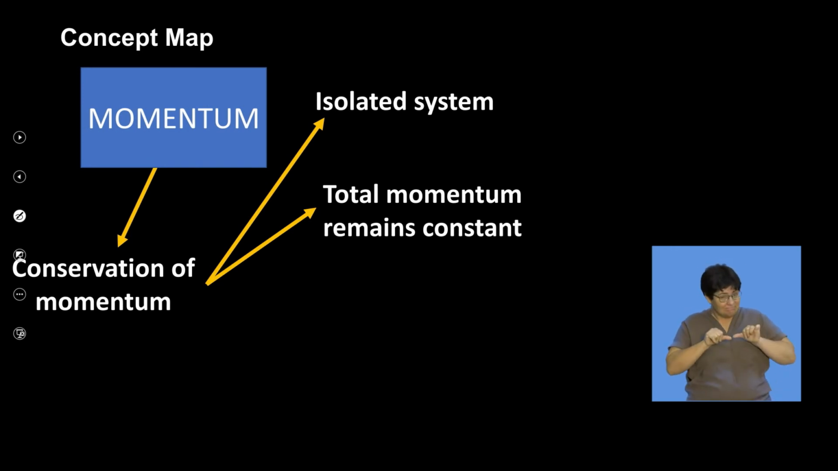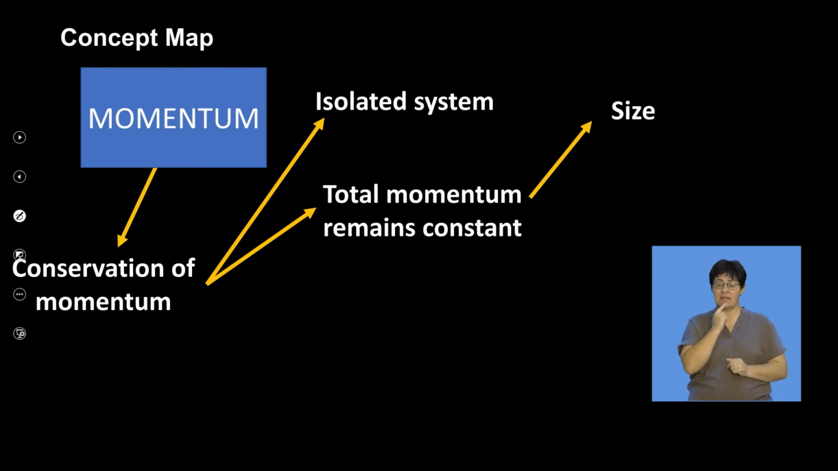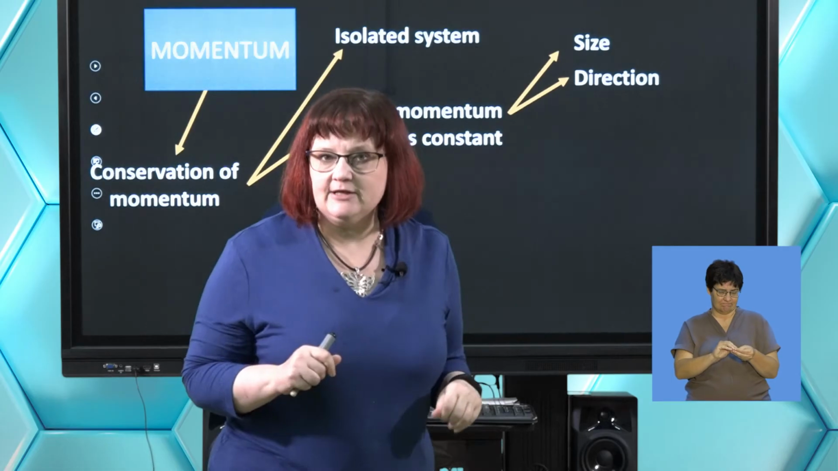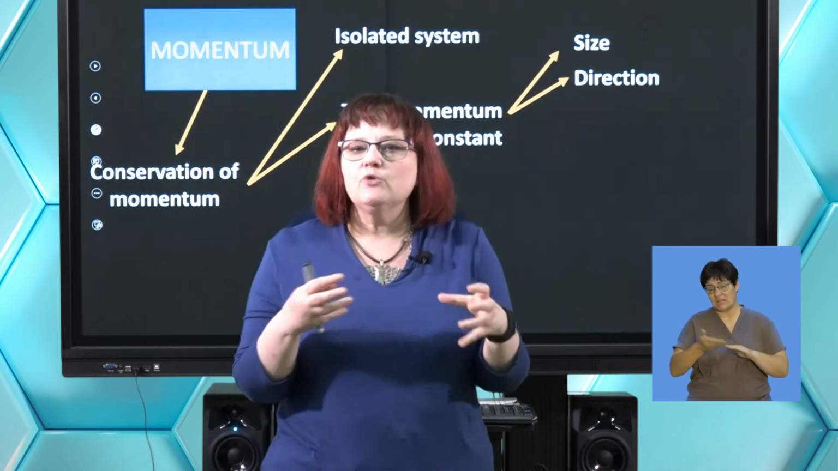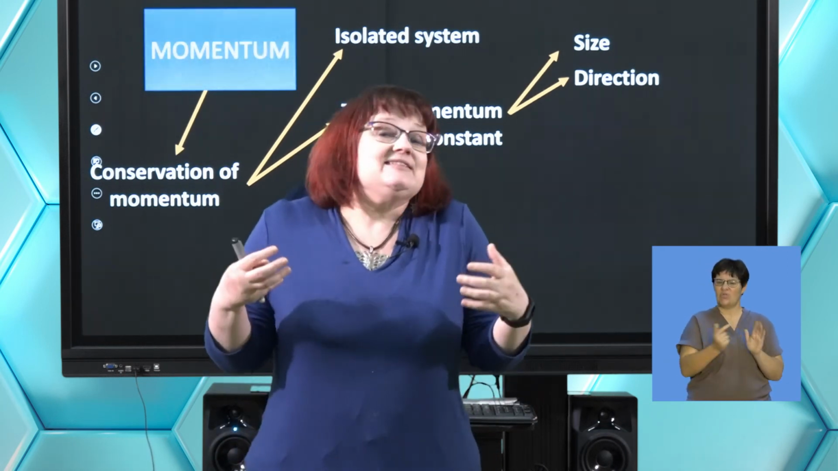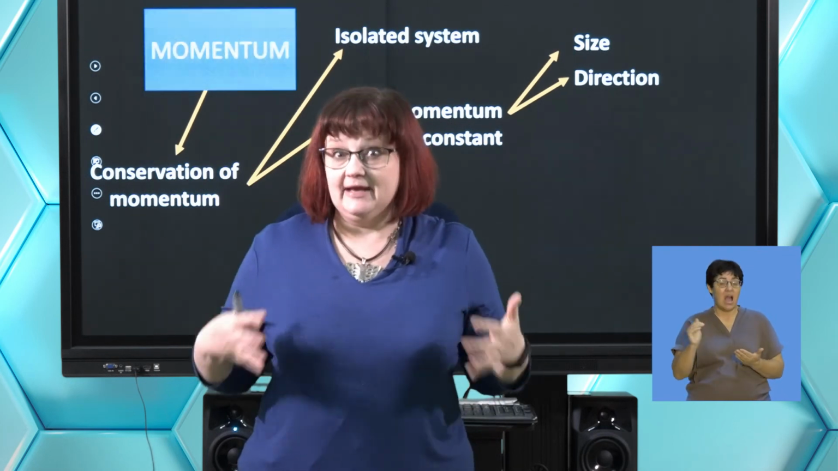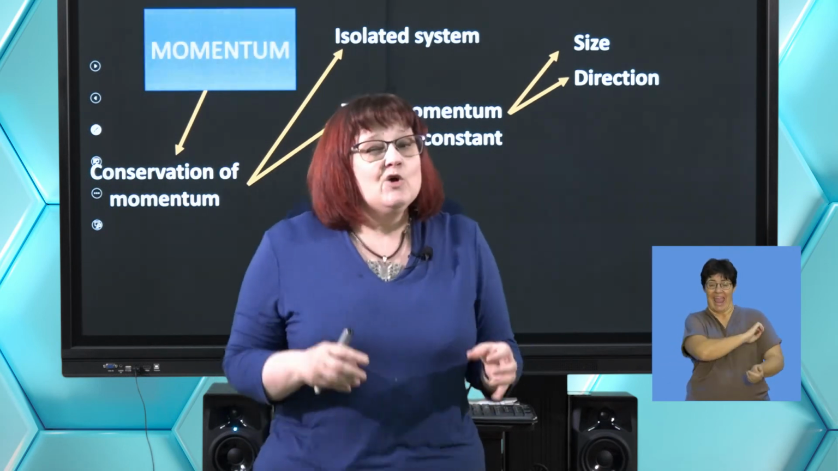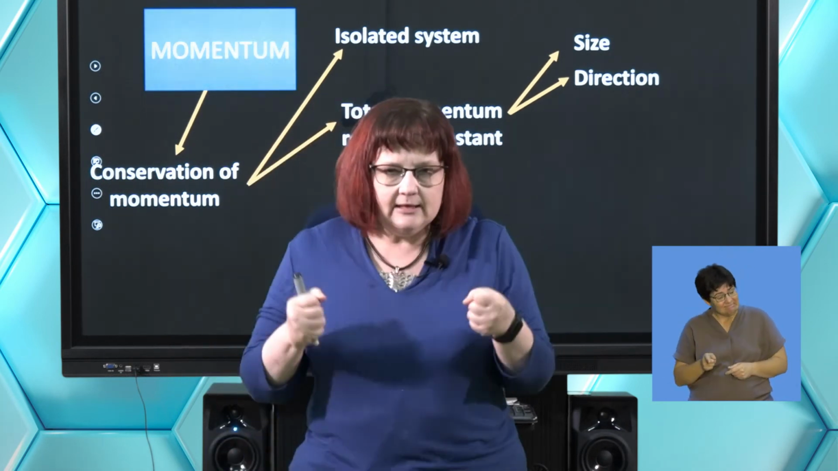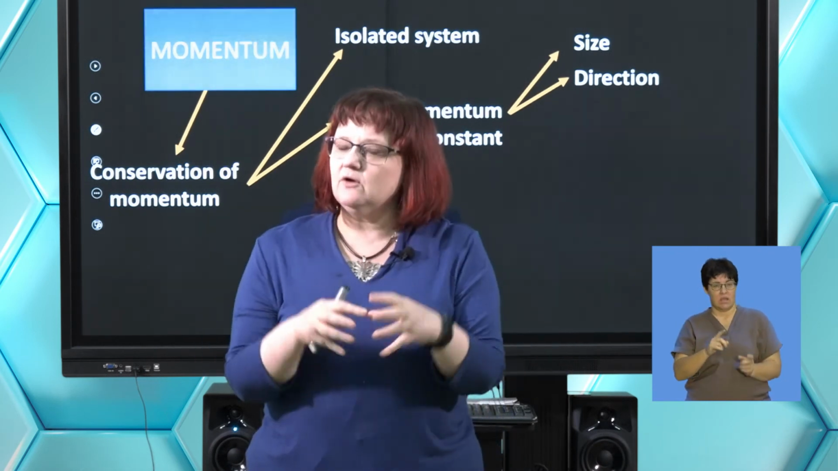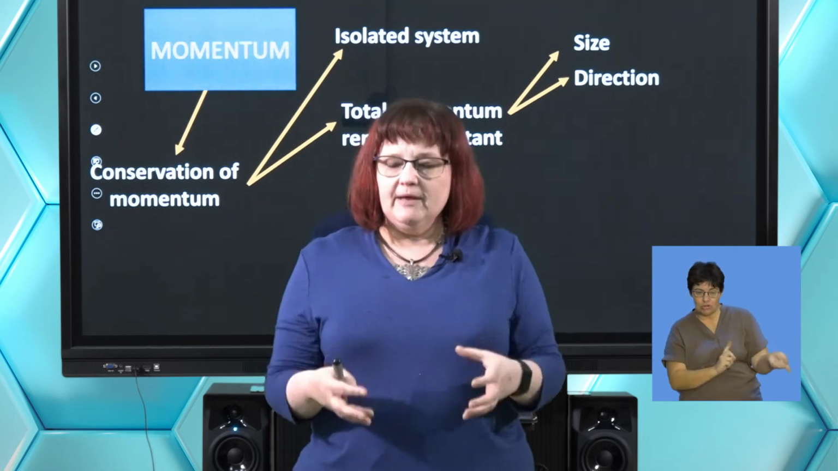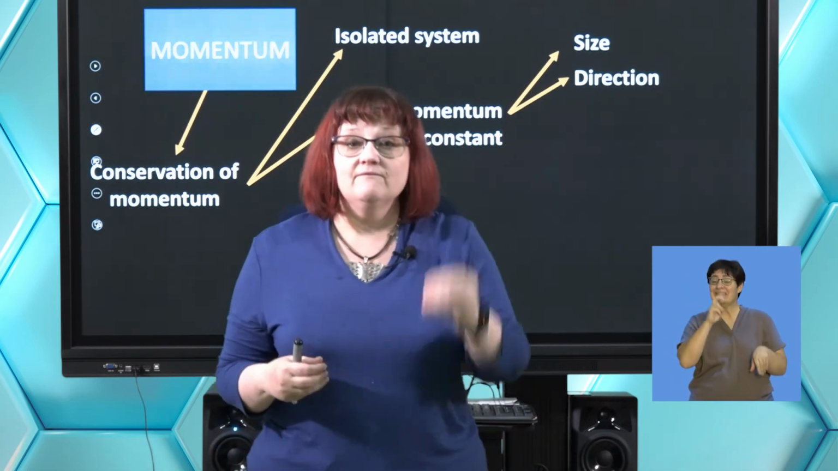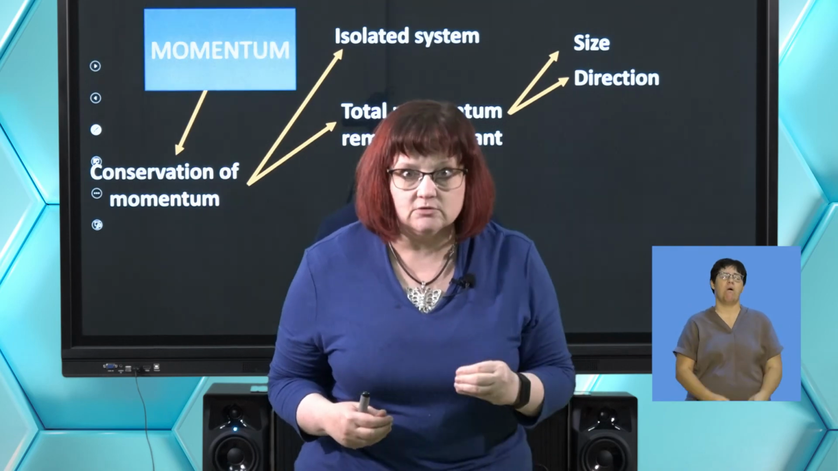Remember, we're dealing with vectors. With the total momentum remaining constant, we're going to consider the size of the total momentum and the direction. Now, that's something new in terms of your conservation laws. You haven't done a conservation law yet that involves a vector. You've only done one that involves a scalar, which is energy. So here we're going to have to put our thinking caps on so that we can keep track of what's happening with the direction, because momentum is a vector, so direction is very important.